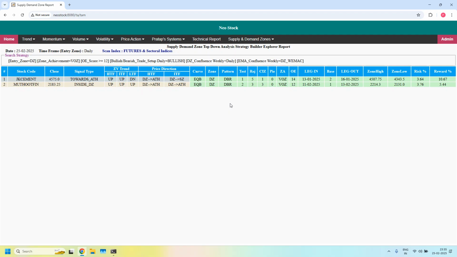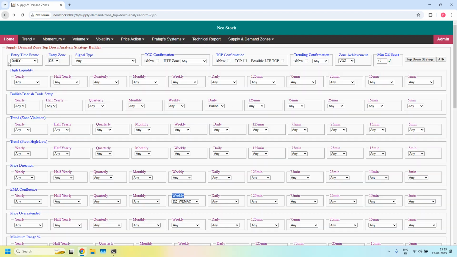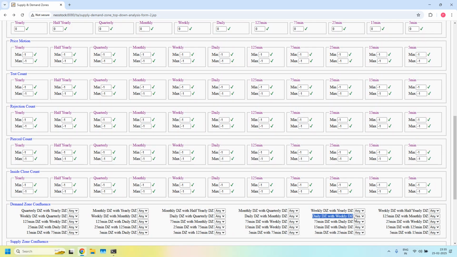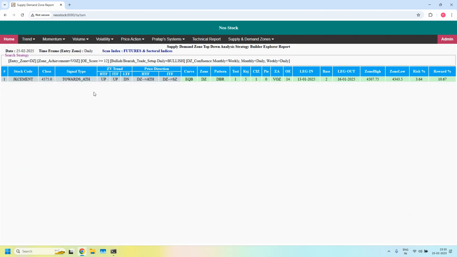Next, similarly we will look into LTF, ITF, HTF demand zone confluence. Removing EMA filter. In the demand zone confluence, 3 filters we have to set. First filter is already enabled, daily with weekly. Next, daily demand zone with monthly demand zone confluence, and then weekly demand zone with monthly demand zone confluence. With all the three filters, we got only one stock. In this stock, this daily demand zone overlapped with weekly demand zone, both together overlapped with monthly demand zone, and monthly trend is uptrend. If this stock is having monthly demand zone with monthly EMA confluence, then it is even more high probability trade setup supported stock.